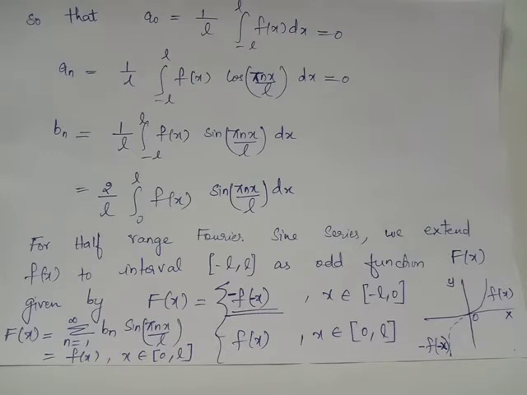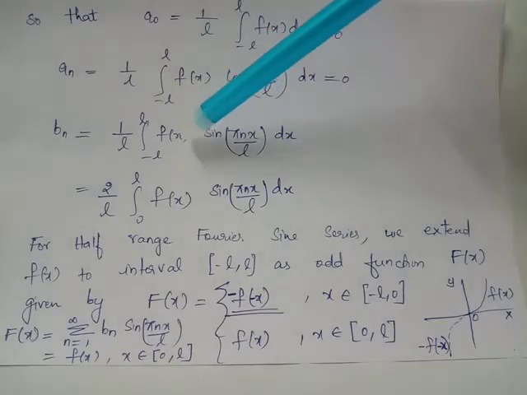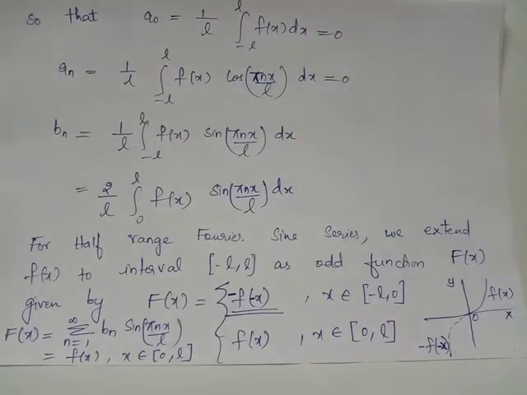We have the Fourier coefficient bn equals 1 by L integral minus L to L f of x sin(pi n x by L) dx, where f of x is odd and sin(pi n x by L) is also an odd function. The product of two odd functions will be an even function, and hence we can replace the integral from minus L to L of f of x sin(pi n x by L) dx with 2 times the integral from 0 to L of f of x sin(pi n x by L) dx.